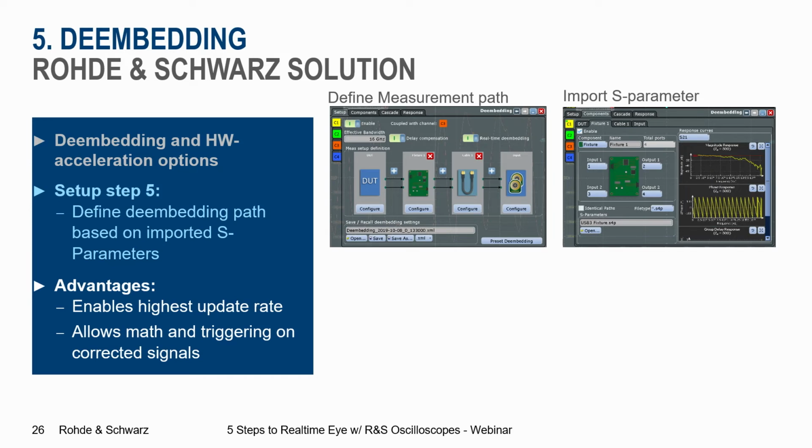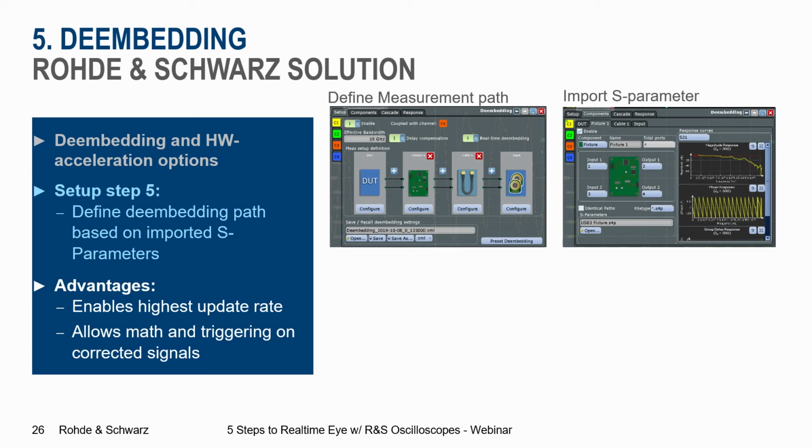So the solution from ROHDE SCHWARZ is that we have a real-time filter structure that we can use for correcting transmission loss. The individual steps to set this up are shown in the middle here. I define my signal chain. From the device, there might be some test fixtures and some cable included until it goes to the input of the oscilloscope. So I need to define this signal chain, and then for every component within the signal chain, I can apply S parameters. All these S parameters are combined, and out of this, the correction filter is calculated.